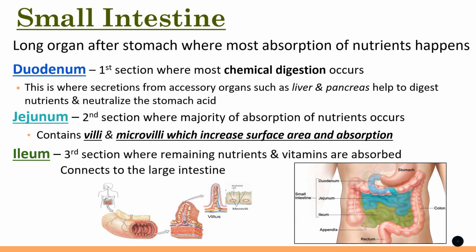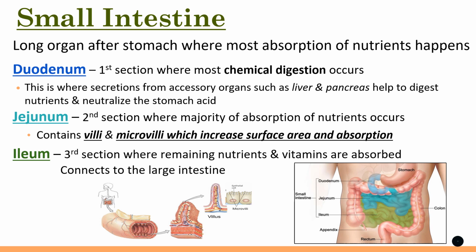So let's talk a little bit about the small intestine. This is going to be the long organ after the stomach where most of the absorption of nutrients is going to happen. It's going to have three different sections. First is the duodenum. This is going to be where most of the chemical digestion occurs. This is going to be where secretions from our accessory organs, like the liver and pancreas, that we'll talk about later, help to digest nutrients and neutralize stomach acid. It's very important that stomach acid be neutralized at this step so that you don't have any issues in your colon.